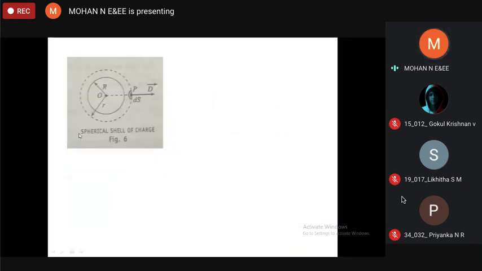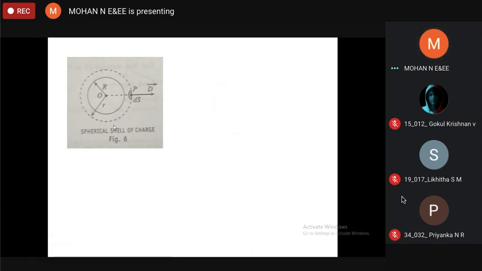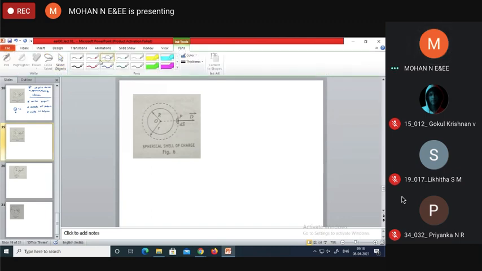Yes. So you have a spherical shell of charge here. What we are assuming is a uniform charge distribution on its surface. That means we have some charges on its surface like this. From this charged surface, I am interested in finding the field at this point P.